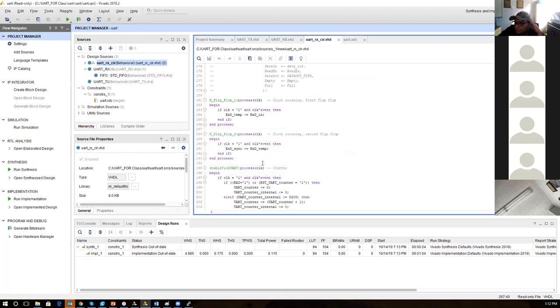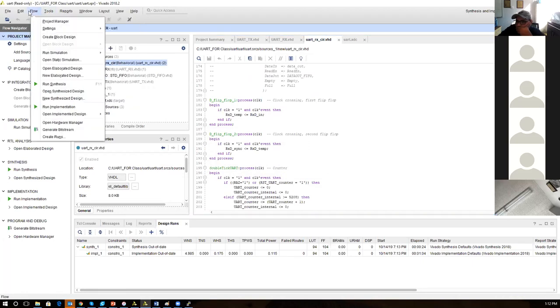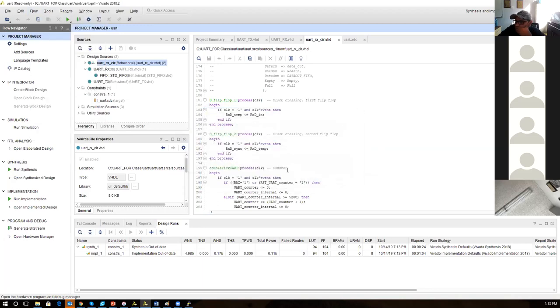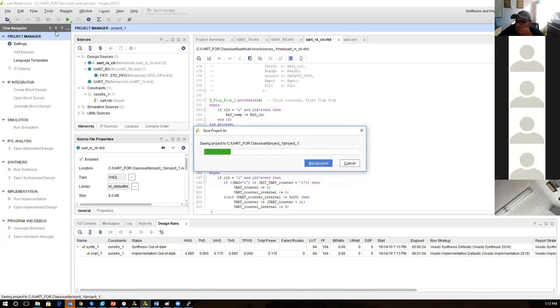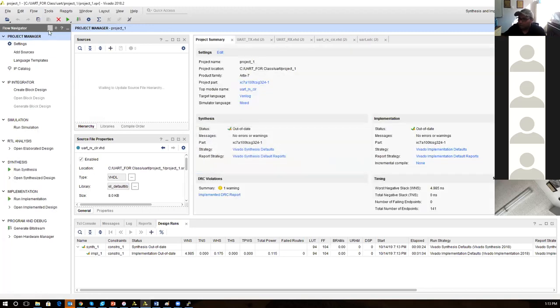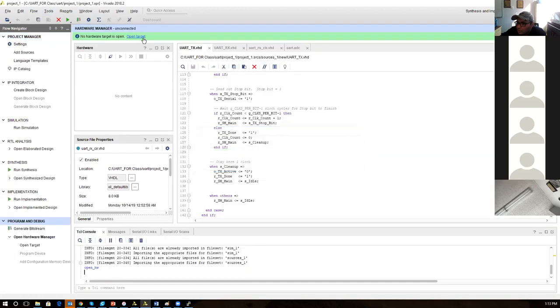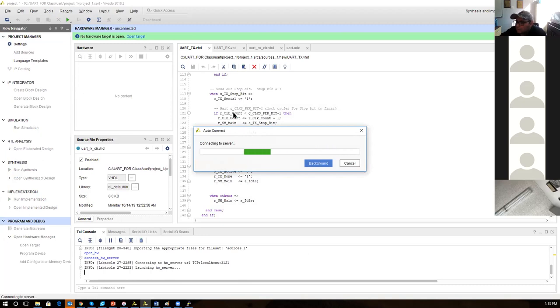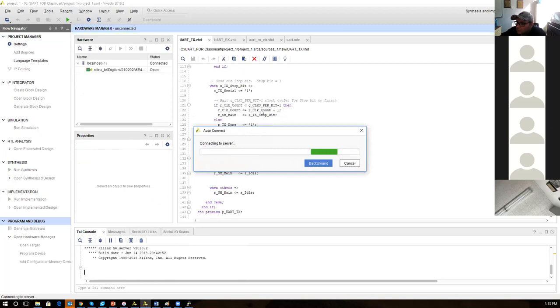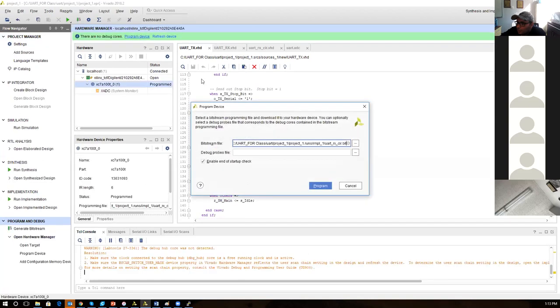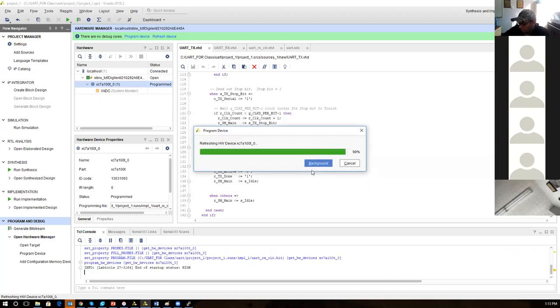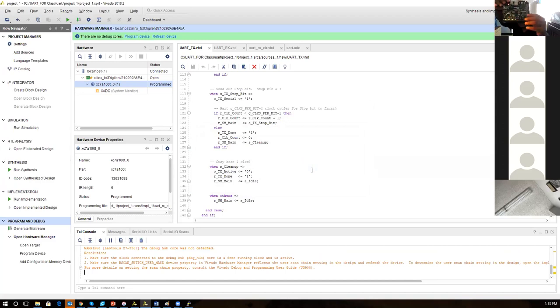Open hardware manager. So the project, okay. Then say flow, open hardware, open target. Open hardware device. So everybody can see my board? Hello? Yes, so my board here, look.